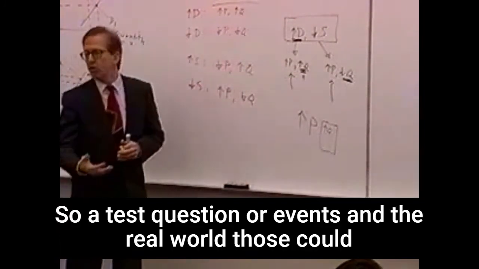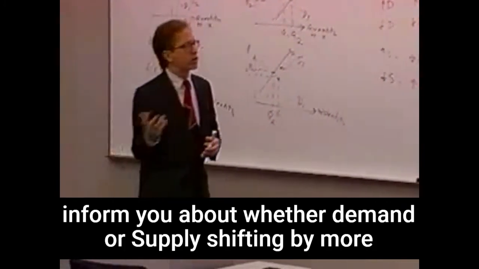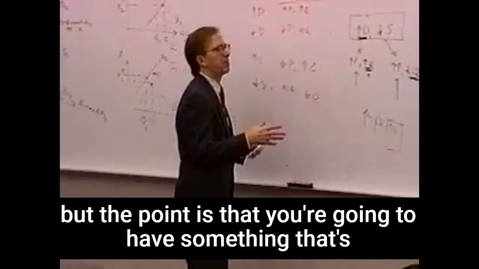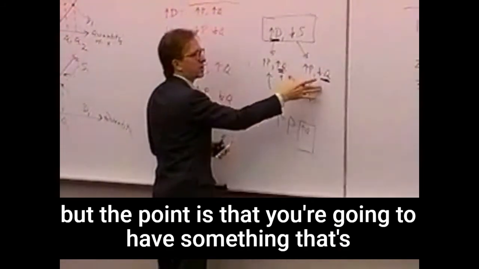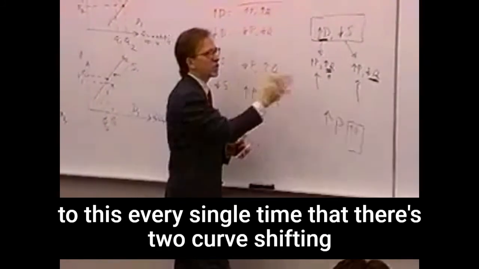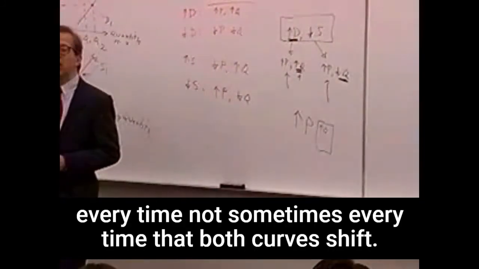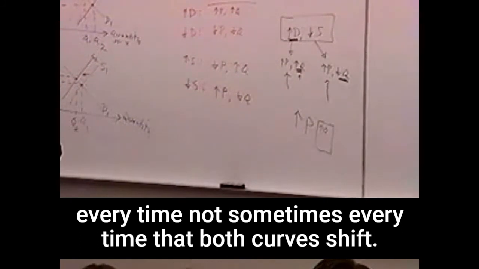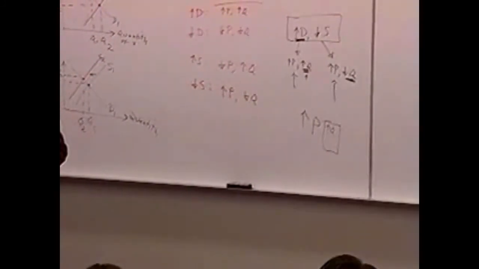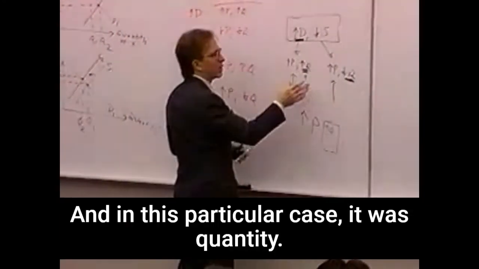So a test question or events in the real world, those could inform you about whether demand or supply is shifting by more. But the point is that you're going to have something that's indeterminate. And by the way, that is the quick answer to this. Every single time that there's two curves shifting, every time, not sometimes, every time that both curves shift, there's something that's indeterminate. And in this particular case, it was quantity.